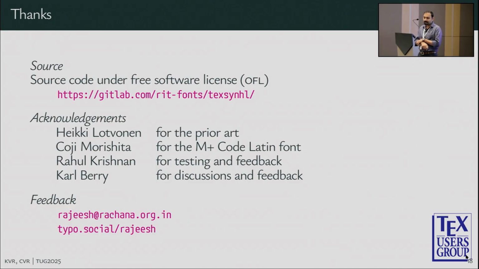Of course, without Heikki Lotvonen's prior art, we wouldn't even be attempting it, and I would definitely not be able to complete it within a week. The wonderful M+ Code Latin font by Coji Morishita, which is what I used for all these monospace fonts. We like it because it's compact, quite legible. Rahul Krishnan, who did a lot of testing and gave us a lot of feedback about the color schemes and their readability, etc., etc.